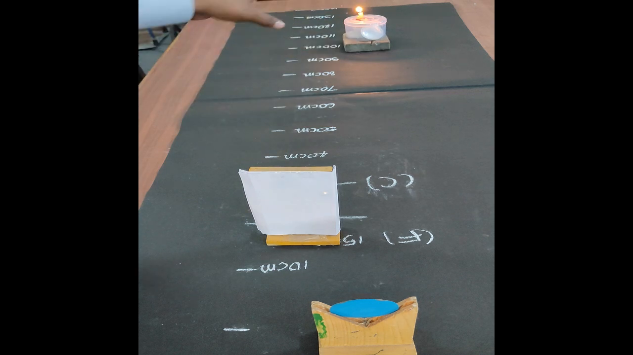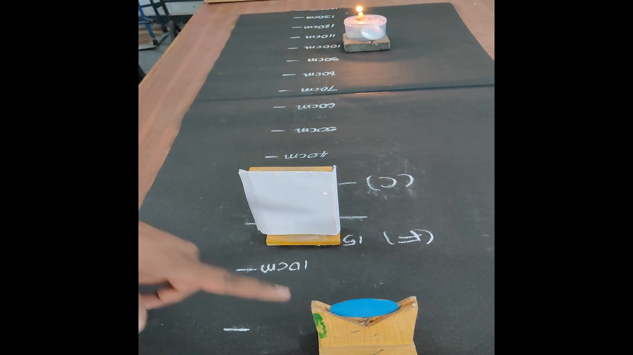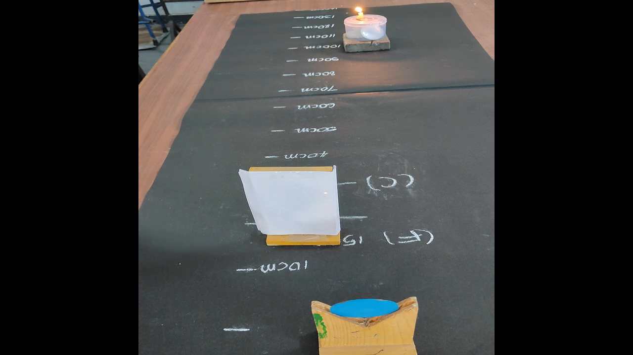So the object distance is 100 centimeters and the image distance is 15 centimeters. The nature of the image is diminished and inverted, and we are getting the image on the screen, so it is a real image.